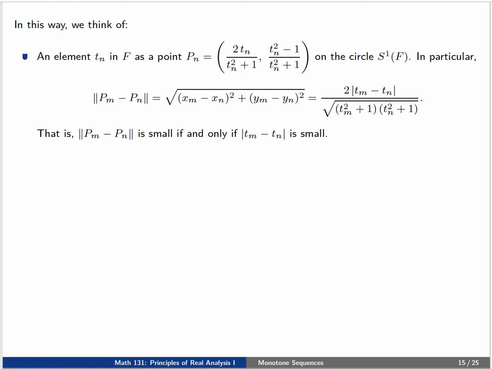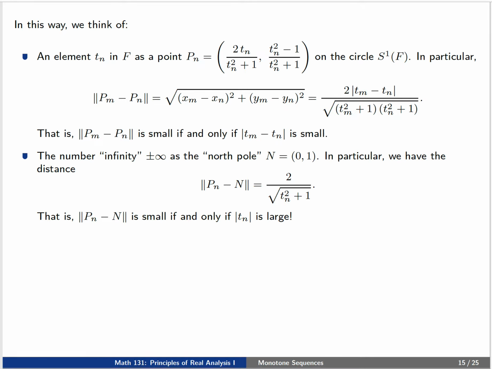So, what does it mean to say that we have two numbers that are very close to each other, namely Tn and Tm? Since we have points on the circle, we can talk about the distance between them, that is the Euclidean distance. So, using the formula that you see here on the slide, we can see that these two points, Pm and Pn, are very close to each other precisely when Tm and Tn, as numbers in F, are very close to each other.